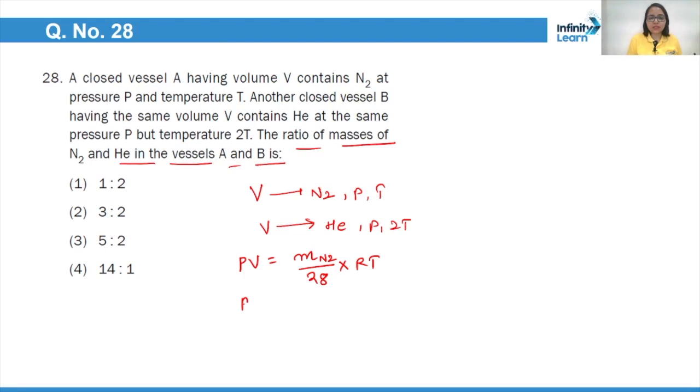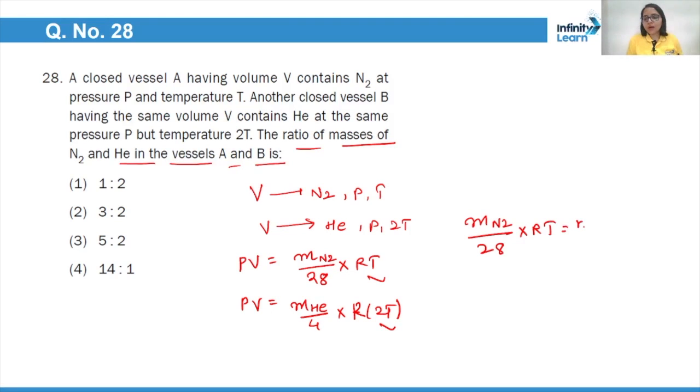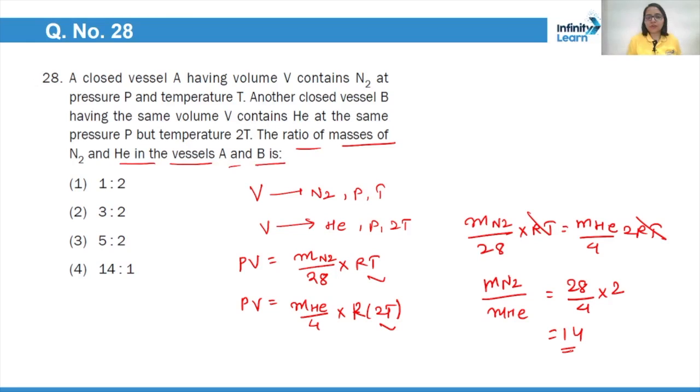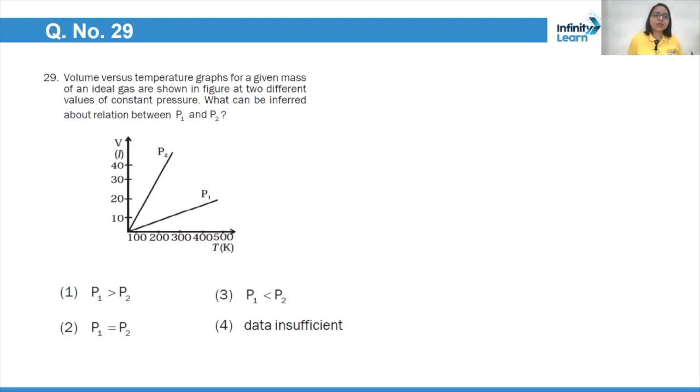Similarly, for helium, it is PV is equal to nRT. So mass of helium divided by 4 into R into 2T, right? So both expressions are equal to PV. So we can write mass of N2 divided by 28 into RT is equal to mass of helium divided by 4 into 2RT. RT cancels. So mass of N2 divided by mass of helium is equal to 28 by 4 into 2, that is 14. So ratio of the mass of nitrogen to helium is 14 is to 1, which is option 4.